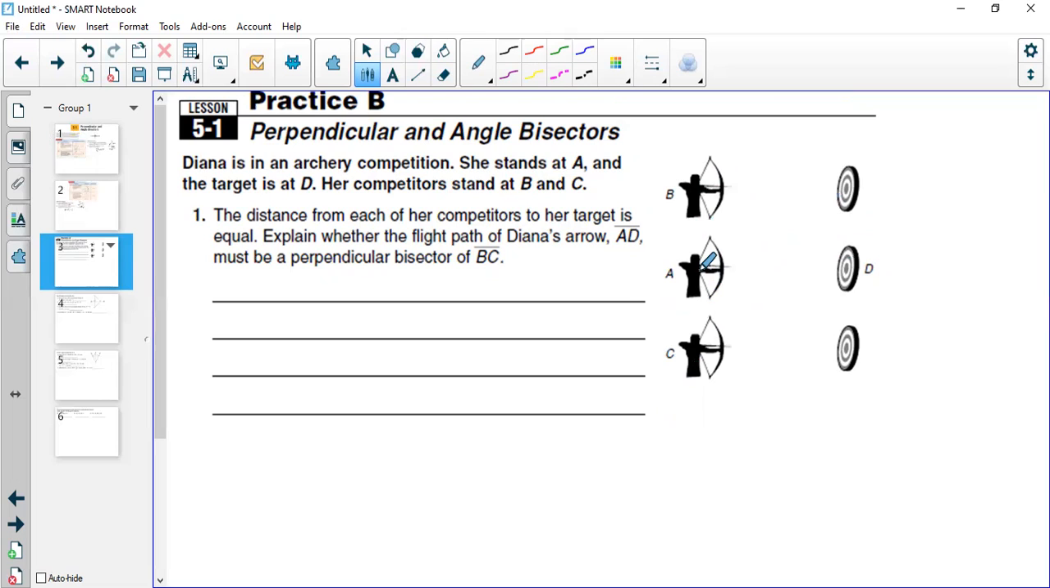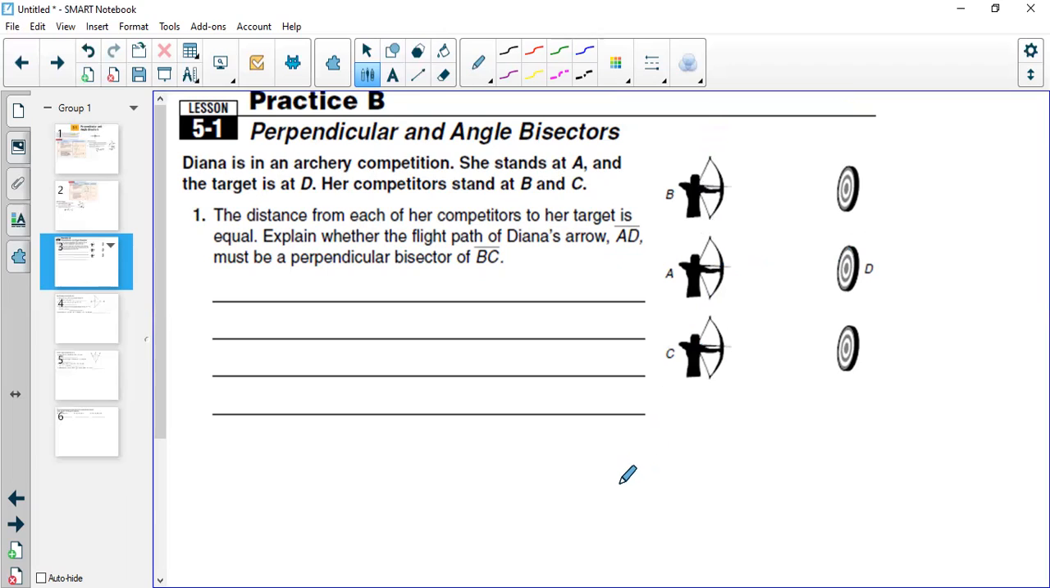The distance from each of her competitors to her target is equal. So to the target from the competitors, it's the same distance. Explain whether the flight path of Diana's arrow AD must be a perpendicular bisector of BC. So they're asking, if Diana is shooting straight, does that need to be a perpendicular bisector of BC? Do you think so?